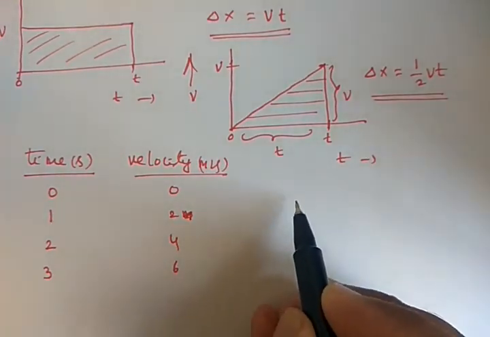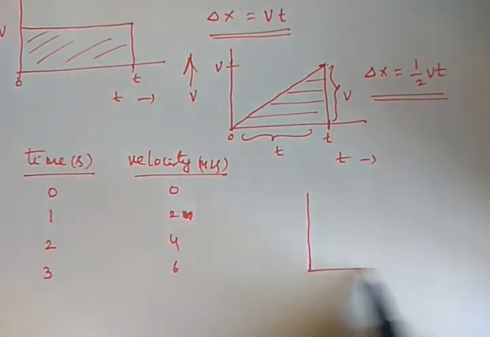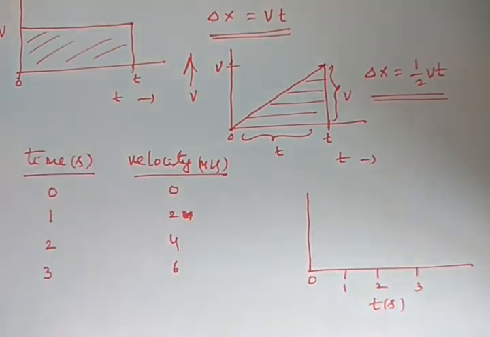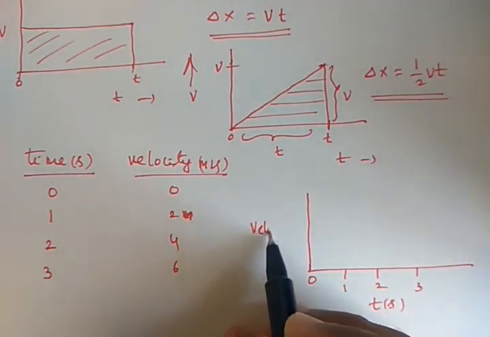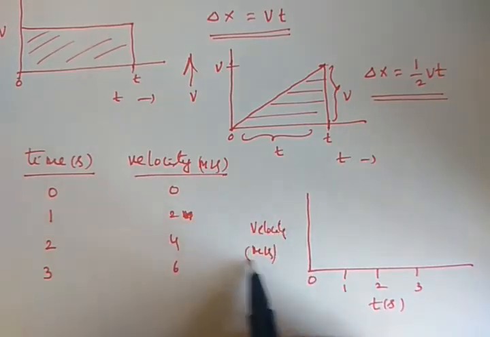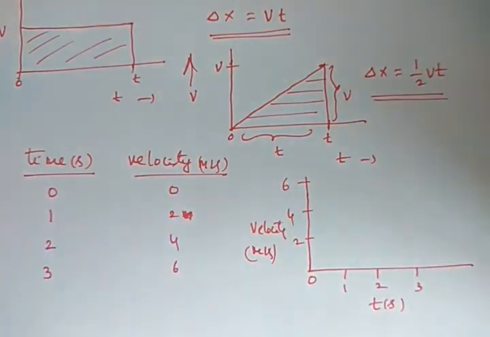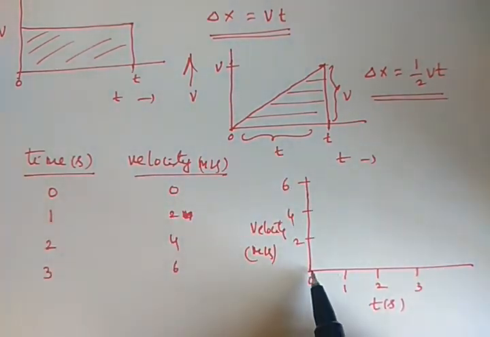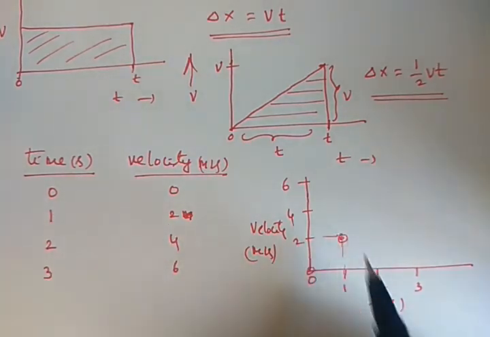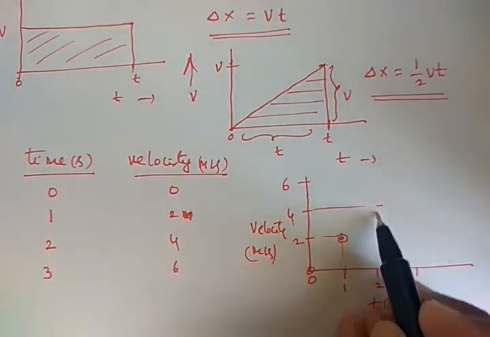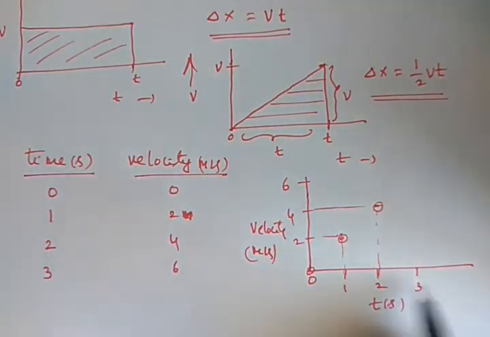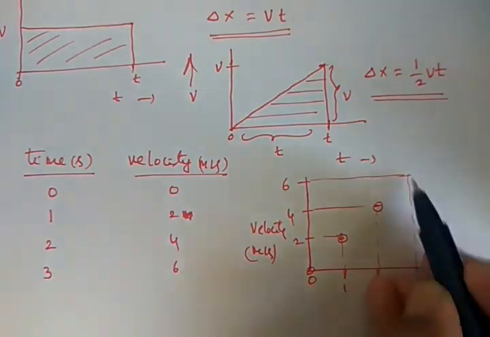If I plot this graph, then I get time t in seconds, 0, 1, 2, 3, up to 3 only I have taken. Now this is the velocity in meters per second, 2, 4 and 6. At time t is 0, velocity is 0, so you get a point here. At time t is 1, velocity is 2, your point is here. At time t is 2, velocity is 4, your point is here. At time t is 3, velocity is 6, then your point is somewhere here.